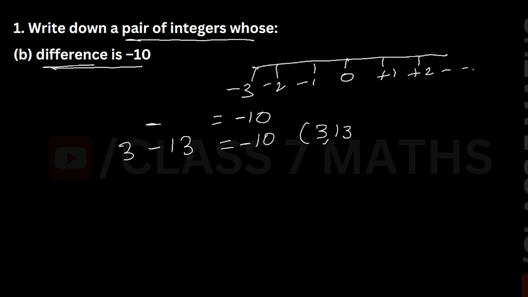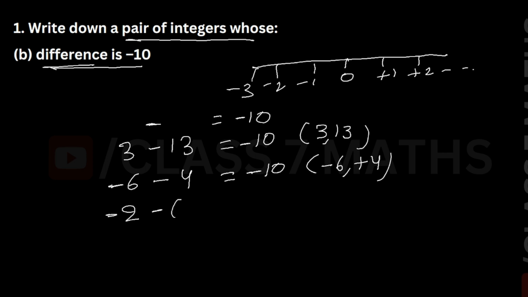So the pair is 3 comma 13. Then I am taking minus 6 minus of minus 4, that is minus 6 plus 4, no: we can add minus 6 and 4 to get minus 10. So the pair is minus 6 comma 4. One more pair I am taking, minus 2 comma plus 8. Here I am writing plus 8 only. We all know minus into plus is minus, so minus 2 minus 8. If the two signs are the same, we have to add, so minus 10. So the pair is minus 2 comma 8.